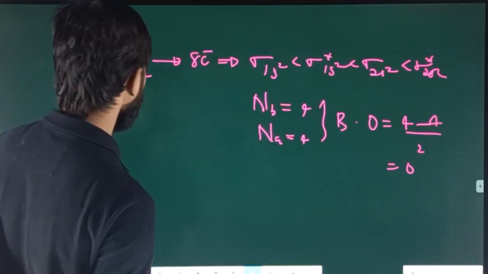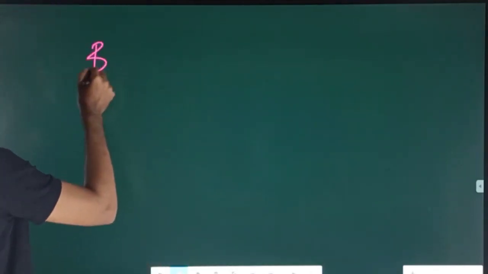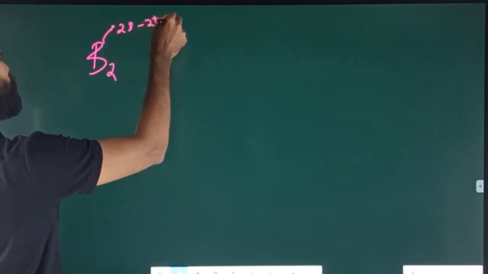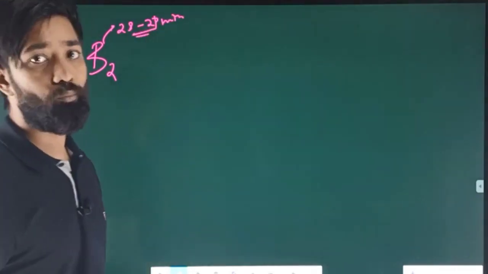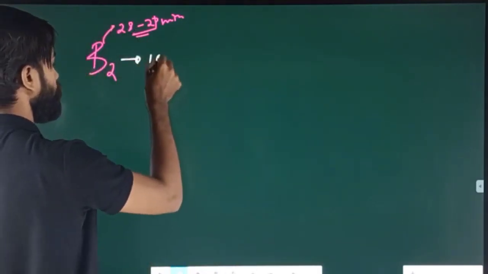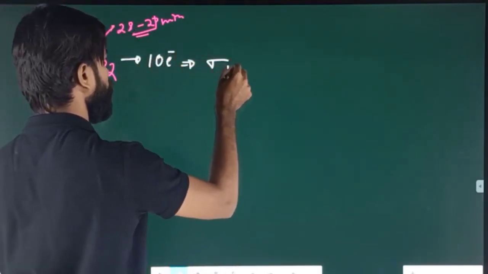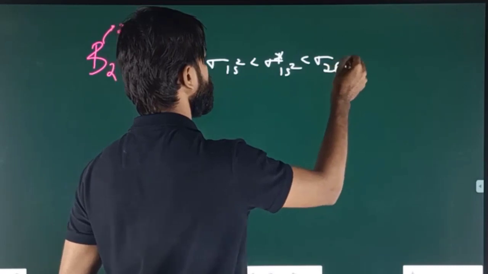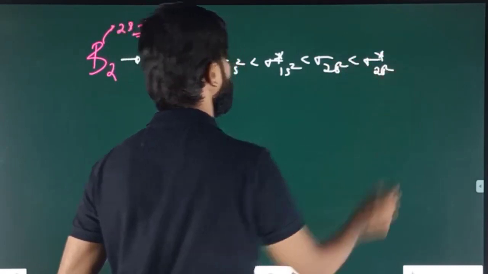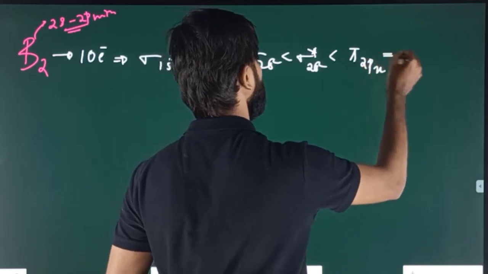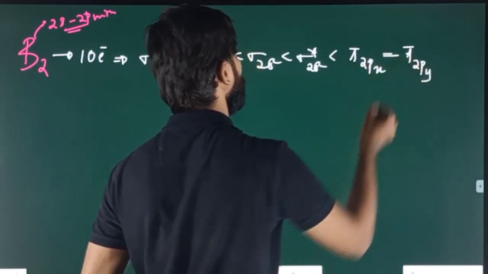Okay. Now the next important example, B2, has 2s2p mixing. So the modified order is the case. Okay, fine. So there are actually 10 electrons. So sigma 1s2 less than sigma star 1s2 less than sigma 2s2 less than sigma star 2s2. Fine. In the case of the modified order, what happens? The next category, that is pi. So the next is pi 2px equal pi 2py, right?